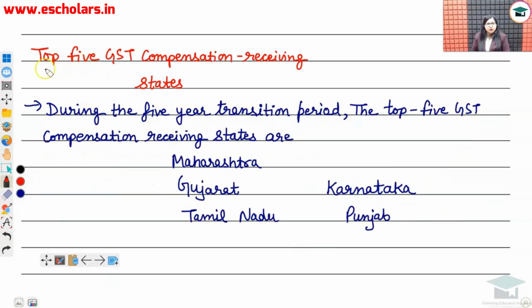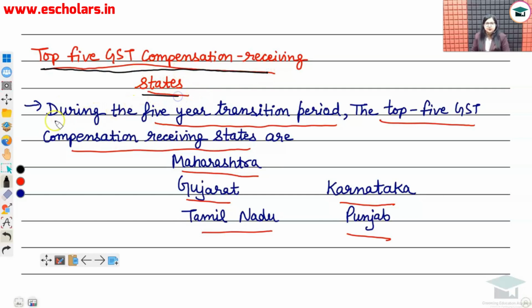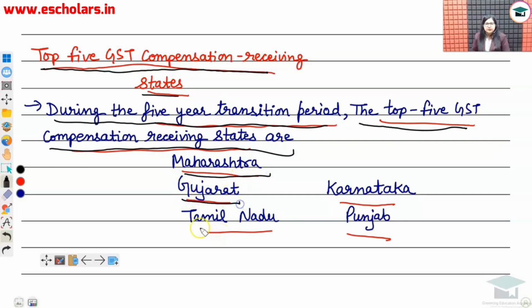Now students, let's talk about the top 5 GST compensation receiving states. During the 5-year transition period, the top 5 GST compensation receiving states were Maharashtra, Gujarat, Tamil Nadu, Karnataka and Punjab. Okay, so let's recall it. Top 5 GST compensation receiving states. During the 5-year transition period, the top 5 GST compensation receiving states are Maharashtra, Gujarat, Tamil Nadu, Karnataka, Punjab.